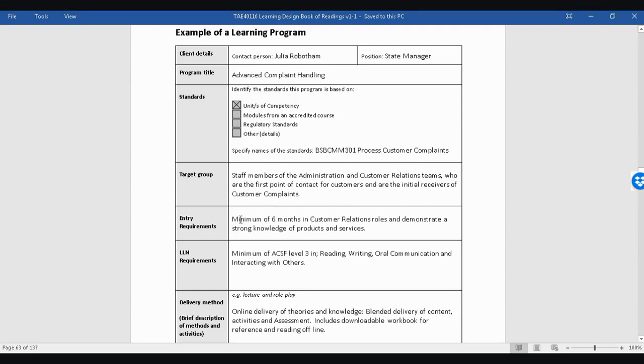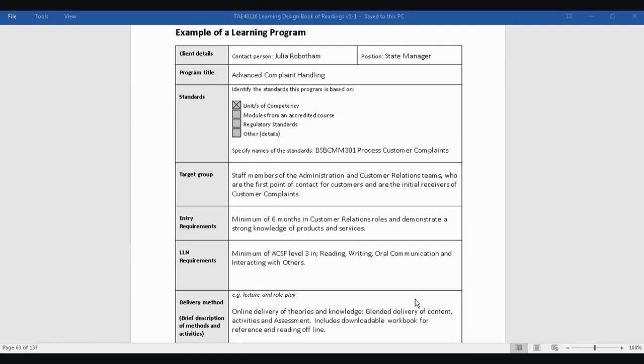The entry requirements: minimum of 6 months in customer relations roles and demonstrate a strong knowledge of products and services. Usually there are some types of entry requirements involved for people to enter a learning program. It could be that their employment situation, they need to be working for an organisation in order to access that training, or it could be a minimum level of language, literacy and numeracy perhaps. But use your creativity, look for entry requirements that might be relevant so that people who shouldn't be doing the training aren't there. When it comes to LLN requirements, it's pretty simple. We can just specify the minimum ACSF level and pick core skills of relevance to us. That's the easiest way to do it here.